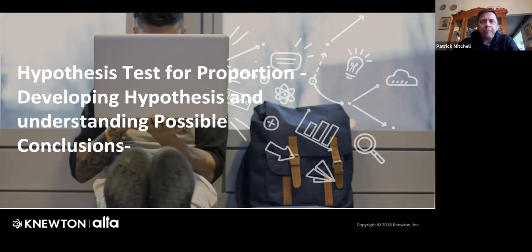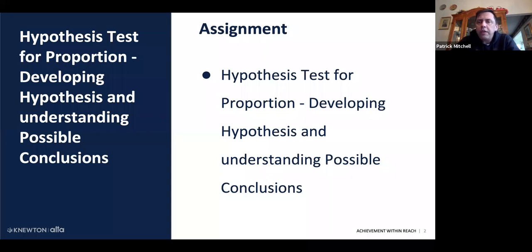We're continuing with Chapter 9, and today we're talking about hypothesis tests for proportion, developing hypotheses and understanding possible conclusions. So this is a new type of hypothesis test. Previously, we've talked about hypothesis tests for the mean in the cases where the population standard deviation is known and then unknown. So you can consider this to be the third part of Chapter 9. This goes with the assignment, hypothesis test for proportion, developing hypotheses, and understanding possible conclusions.